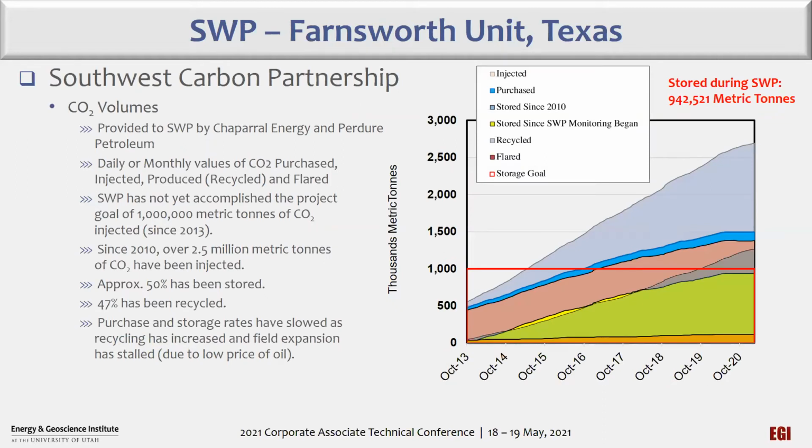Here we see the CO2 and fluid accounting for the Farnsworth unit since the SWP became involved. We're just missing that 1 million tons of CO2 stored mark, coming in at about 950,000 metric tons as of February of this year. We're still likely to get to that 1 million ton mark by July of 2022, the end of the project. But the oil downturn of the last 5 or 6 years certainly hasn't helped the operators and project reach that goal.